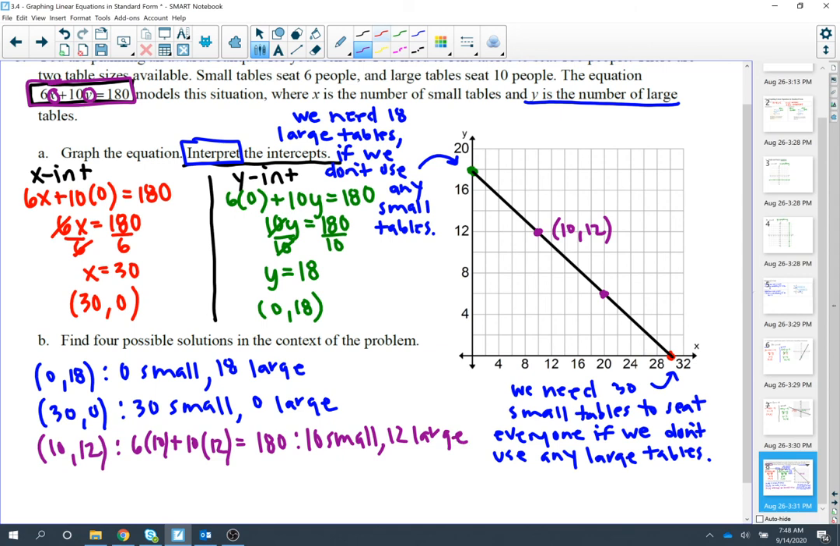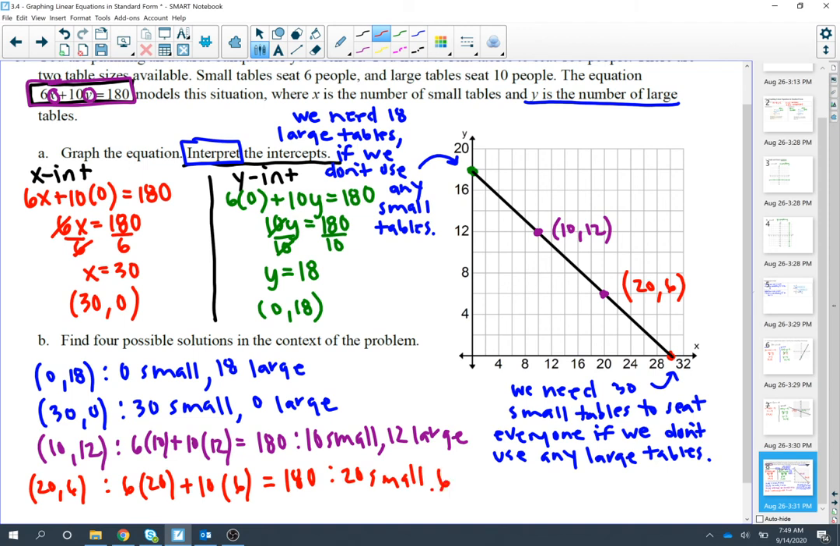Then we have to do that one more time. I found one right here that looks like it's at 20, 6. We're going to try 20, 6. So 6 times 20 plus 10 times 6. It's kind of like the reverse order here. 6 times 20 is 120, plus 10 times 6 is 60, which is 180. So we could also work with 20 small and 6 large.